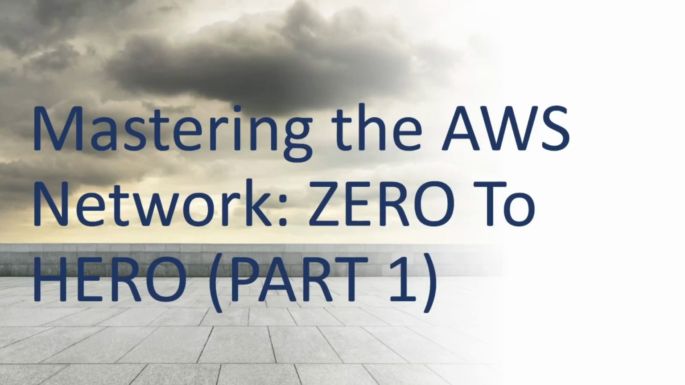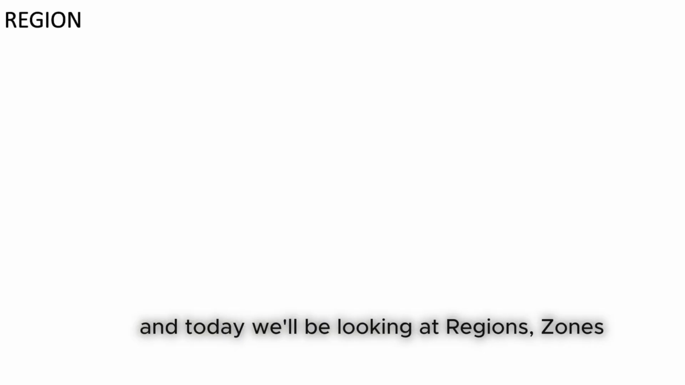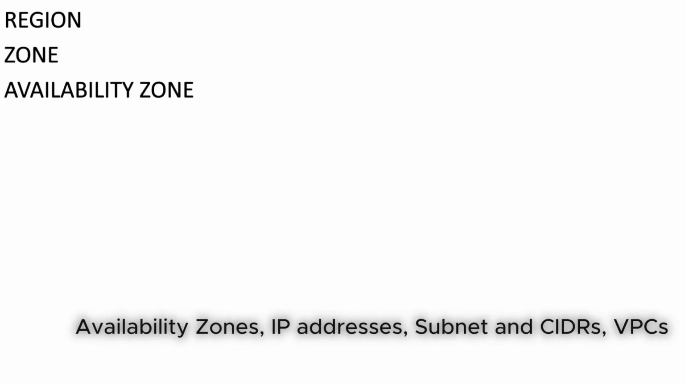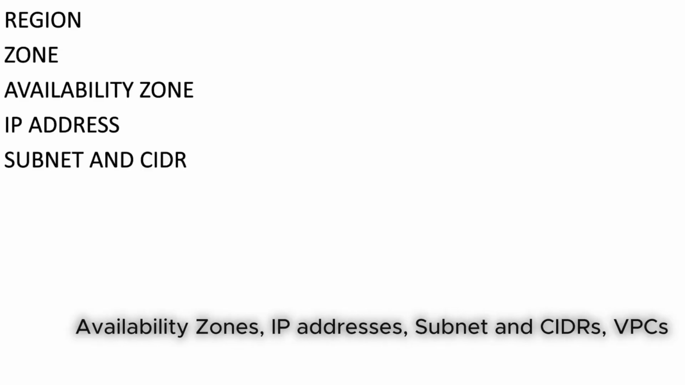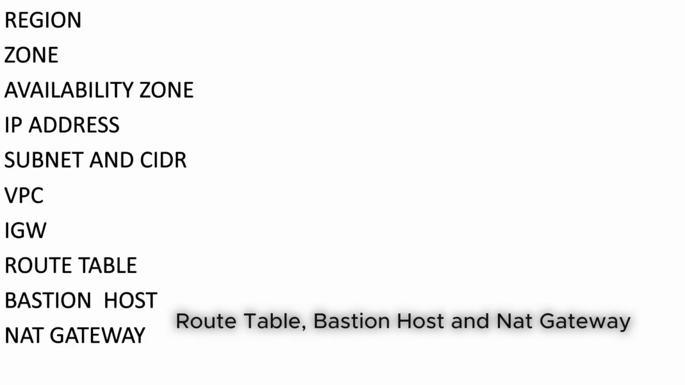Mastering the AWS network from zero to hero, part 1. Hi guys, welcome back to my channel, and today we'll be looking at regions, zones, availability zones, IP addresses, subnets and CIDRs, VPCs, internet gateway, route table, bastion host and NAT gateway.